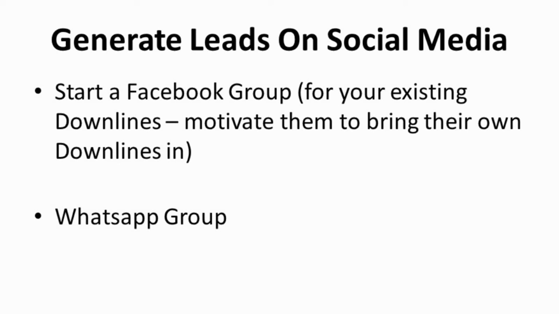Coming up next is to generate leads through social media. The biggest and most happening social media among us would definitely be Facebook. And so generating leads with Facebook is quite an easy task as long as you know the right way to use it. Start a Facebook group for your existing downlines and motivate them to bring their own downlines in. You can have your group be open so everyone will be able to see the content of your group. But you need to know there are pros and cons about having an open Facebook group.